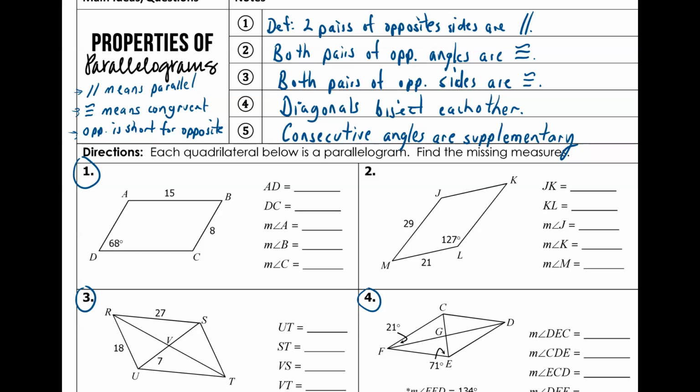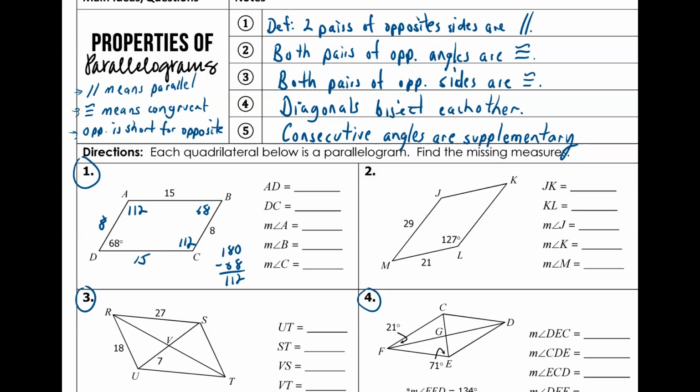So I'm going to fill out, I know that opposite sides are congruent, so these have to both be 15. These have to both be 8. I know that opposite angles are congruent, so these have to both be 68. And I know that consecutive angles are supplementary, so 180 minus 68 gives me 112, and these have to both be 112. All right, I'm looking at a parallelogram, no diagonals. It's a simple situation compared to like number 3 where we have those diagonals in there.